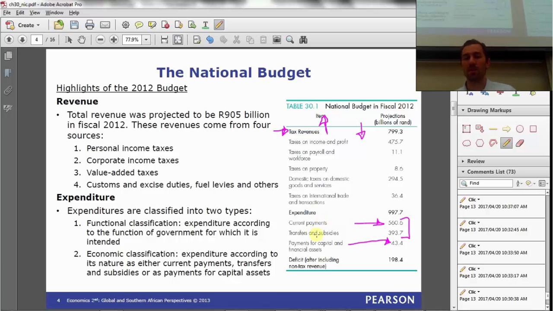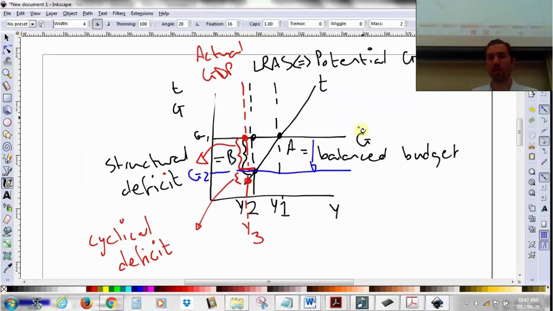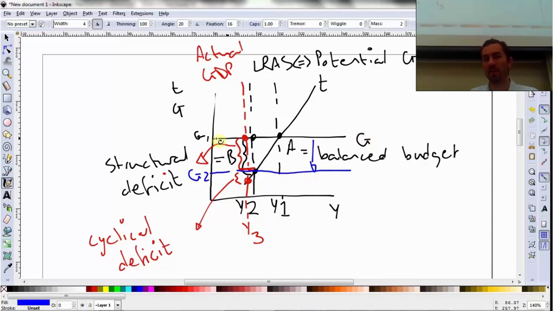The other way that you can do it, the other way we can do it is to keep government spending where it is at G1 and shift the tax curve up. Try and get this tax curve to go.